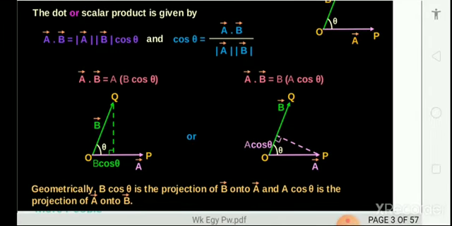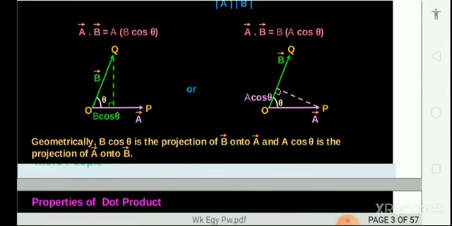Suppose A dot B is equal to AB cos theta, so you will get a condition as you can see on the screen. Two different positions for the point, and you are seeing that theta is changing but with respect to the reference point only. Geometrically, B cos theta is the projection of B onto A and A cos theta is the projection of A onto B vector.